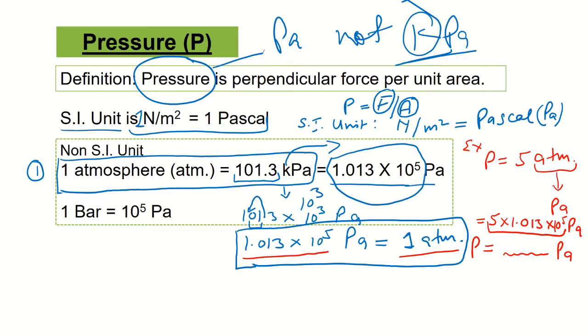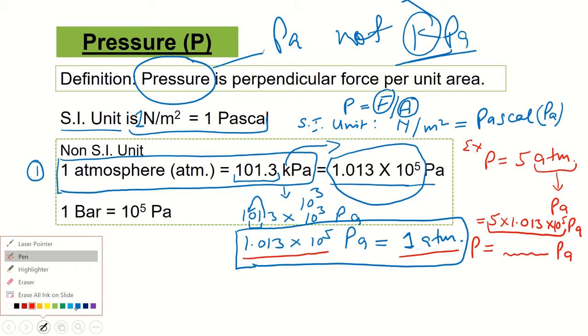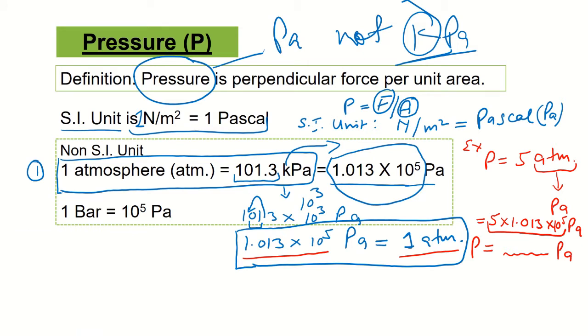There is one more unit, the bar. This is also a non-standard unit. So 1 bar is equal to 10 to the power 5 Pascal. This is one more relation between the bar and the Pascal.